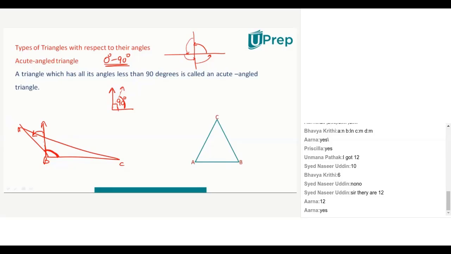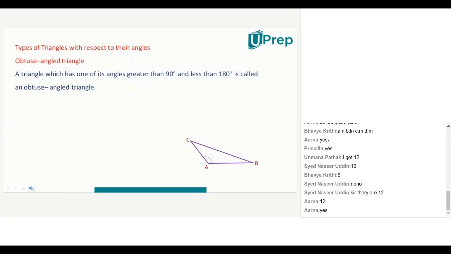Perfect. Now in an acute angle triangle, all the angles are less than 90 degrees. Beautiful. This is what we just discussed. Obtuse: a triangle which has one of the angles greater than 90 but less than 180 degrees is called an obtuse angle triangle. As simple as that. This is the one that we're talking about. Greater than 90 degrees, less than 180 degrees. Alright? Are we clear?